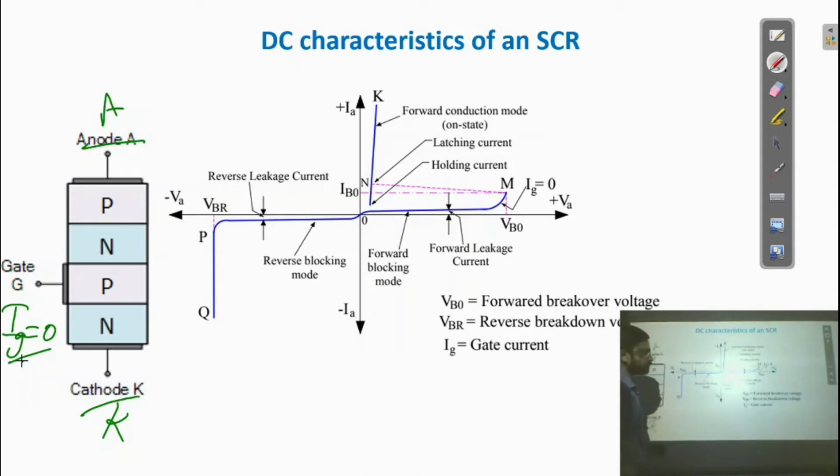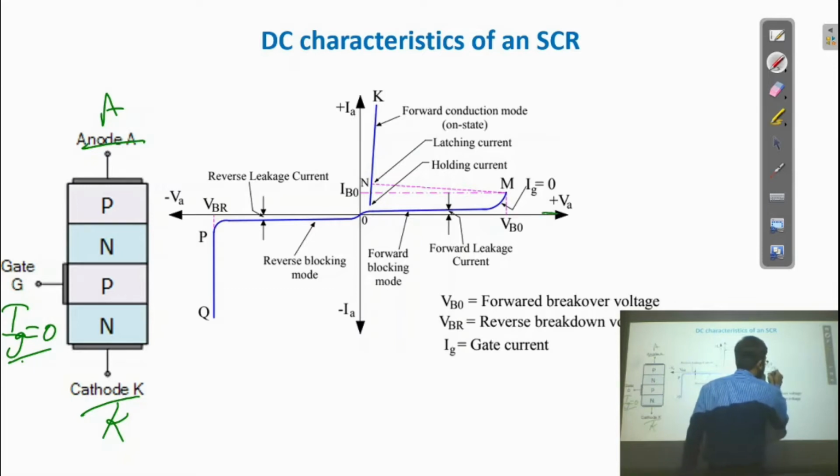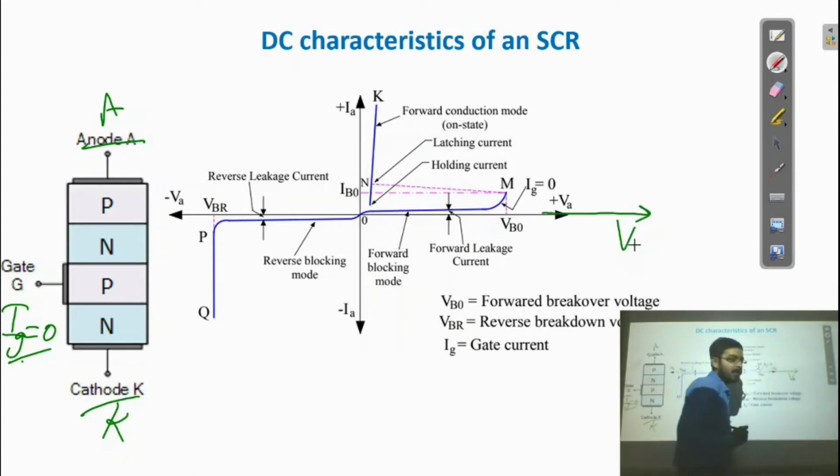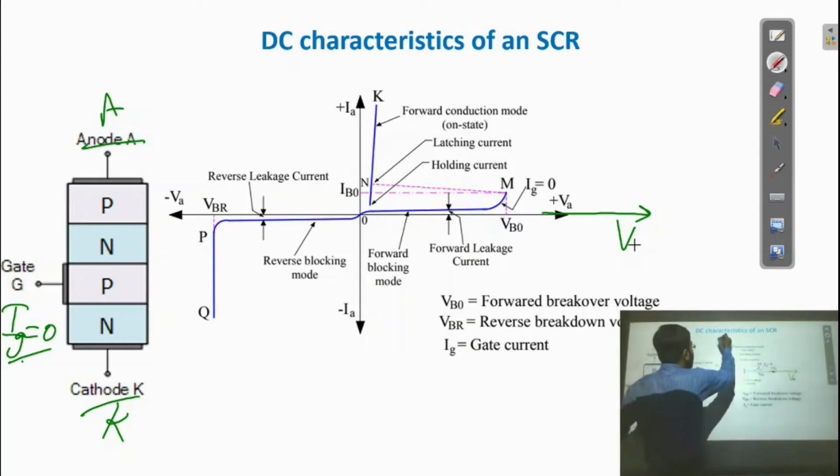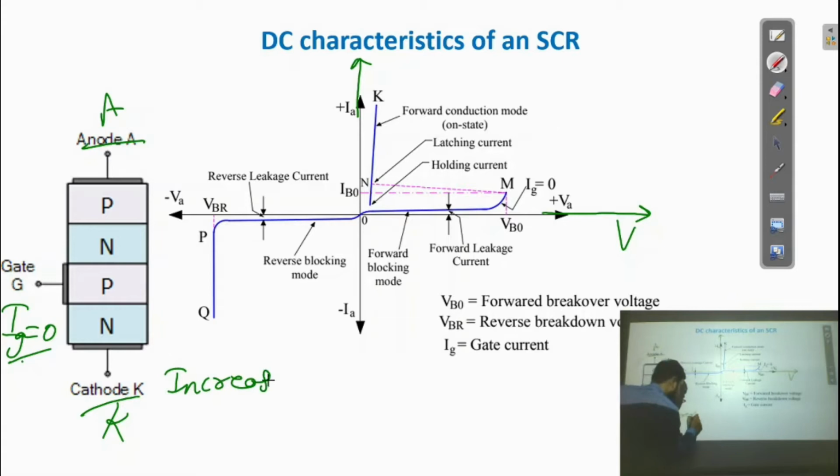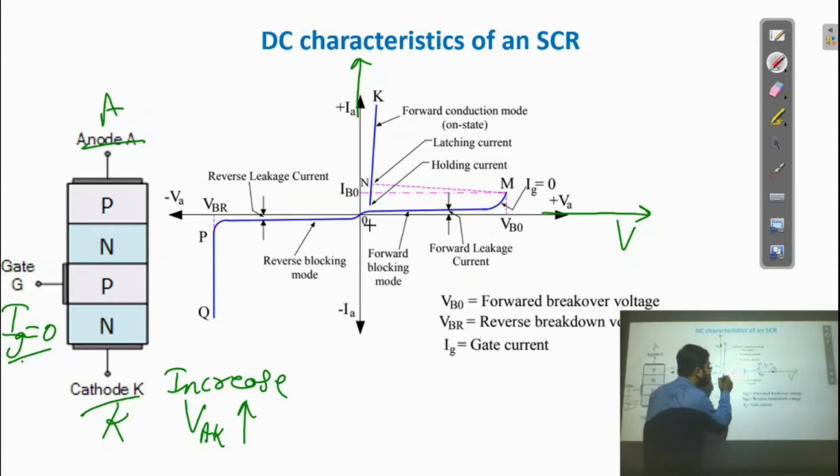Now what happens? This is the voltage across the SCR, V, right? This is the amount of current. This direction is the amount of current flowing through the SCR. Now, what we will do is we will increase VAK. We will increase the value of VAK in the increasing forward direction.